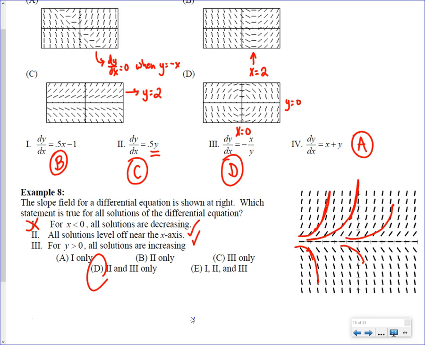X less than 0, remember when x's are negative, you're to the left of the y-axis. Does that make sense? So x is negative 1, 2, 3, 4. So if x is less than 0, you're to the left. You're looking here. And they say everybody's decreasing? Well, all of the ones here are decreasing. But to the left, what about these guys? They're increasing.